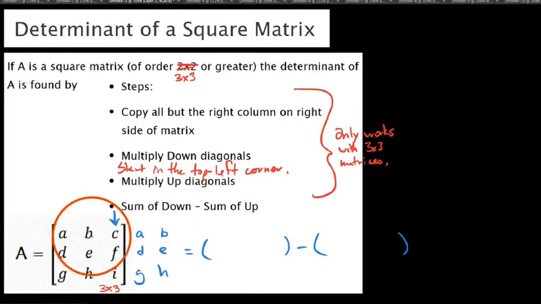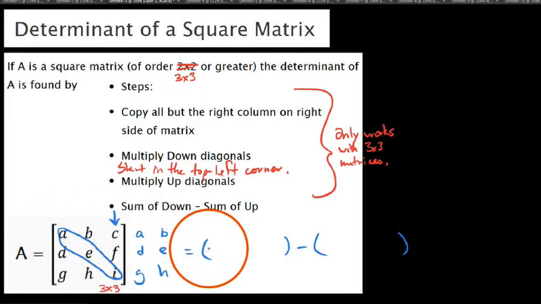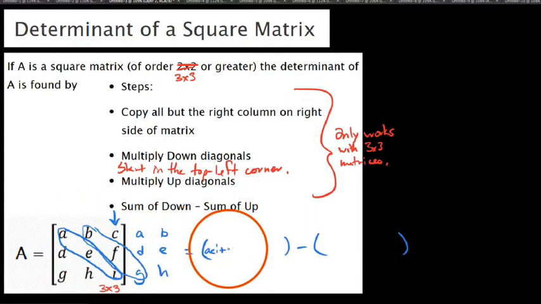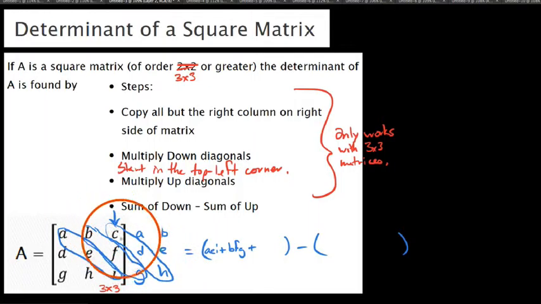We're going to start with our down diagonals. I'm going to take A times E times I, the product of all of this, so I'm going to write A, E, I. I'm going to add that to the product of the next diagonal, which is B, F, G. So plus B, F, G, plus one more down diagonal, C, D, H. I call this the down diagonal because we're going down each time to the right.